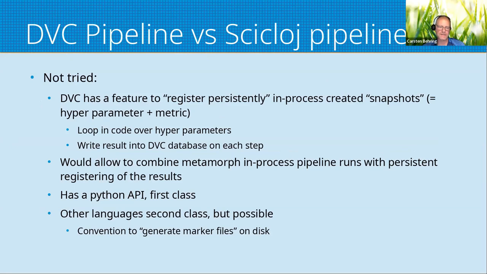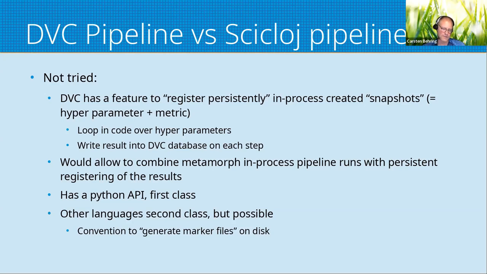DVC has a feature to persistently register snapshots created in a process. So what we can do in DVC as well is write a loop in Clojure or in Java over our hyperparameters. After we have done one model training in the loop, we write some marker files to disk, and then DVC will detect it and register this step into its persistent database of metrics.